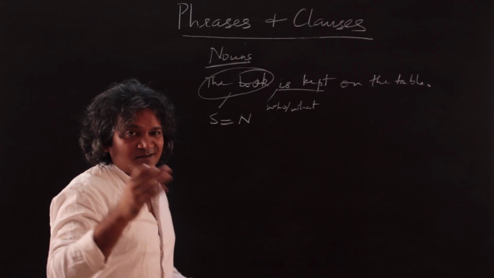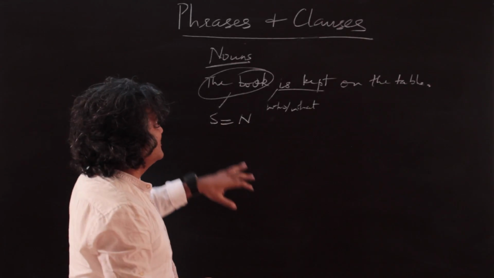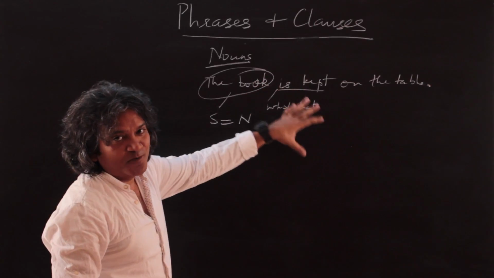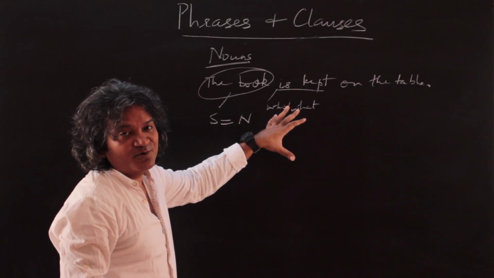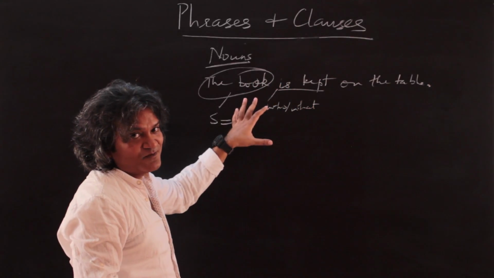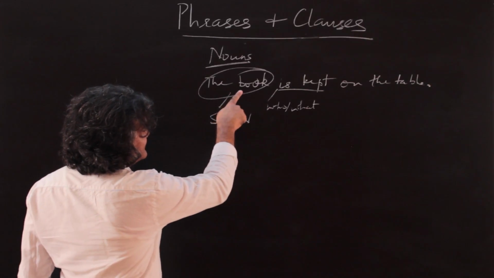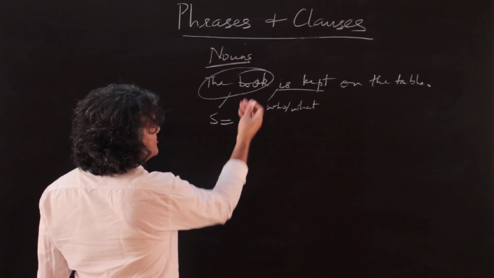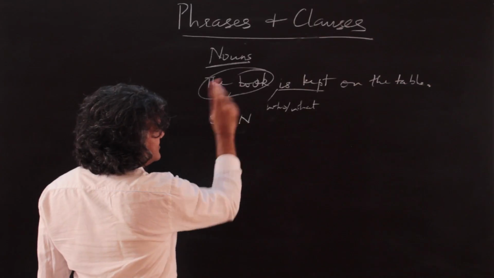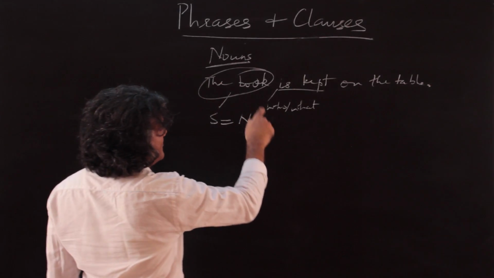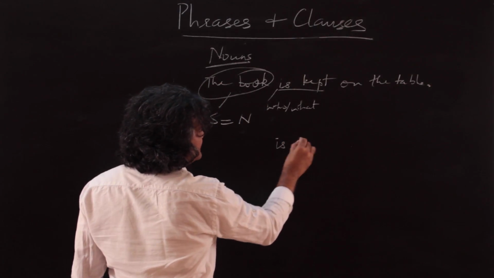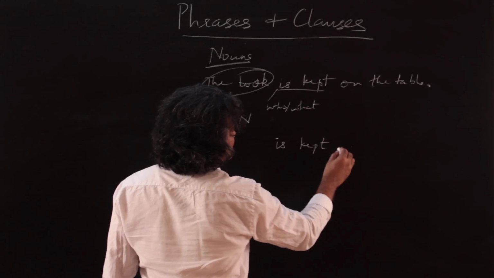So since this is the subject, this is a noun. What does this mean? Go back to the previous lecture. Subjects and objects can only be nouns and pronouns, and pronouns can only be subjects and objects. So since this is a subject, it has to be either a noun or a pronoun. Obviously, it is a noun. This is an example of a noun. Let's keep the same second part.